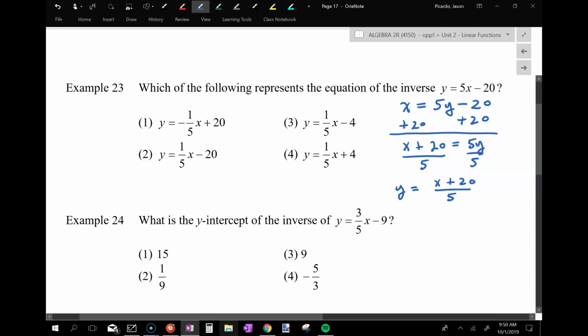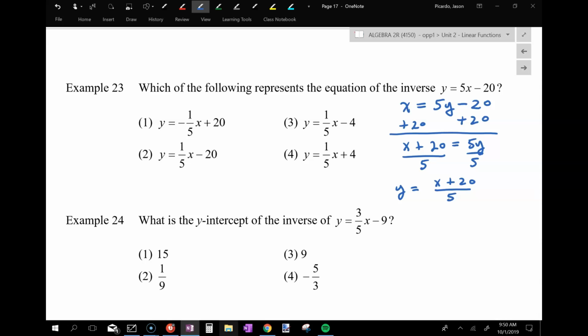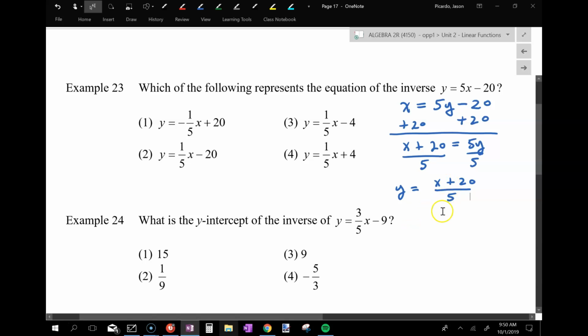Is that one of my choices? Do I have a choice where everything's being divided by 5? No, but how could I rewrite this? Well, isn't this 1x over 5, which is 1/5 x? And how many times is 5 going into 20? 4. So this is 1/5 x plus 4. Okay.